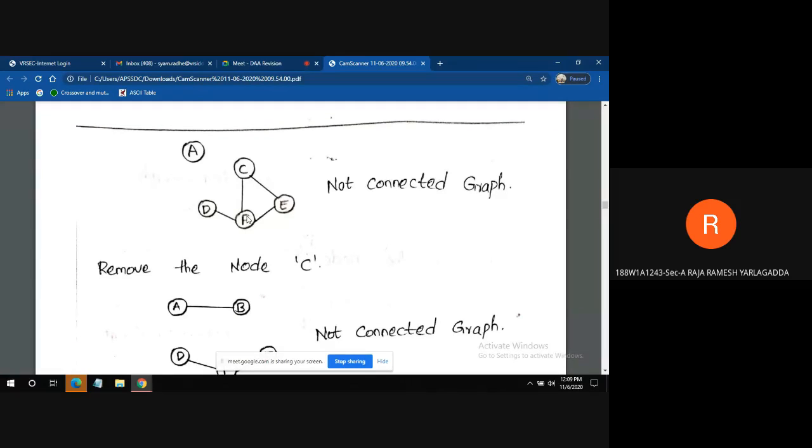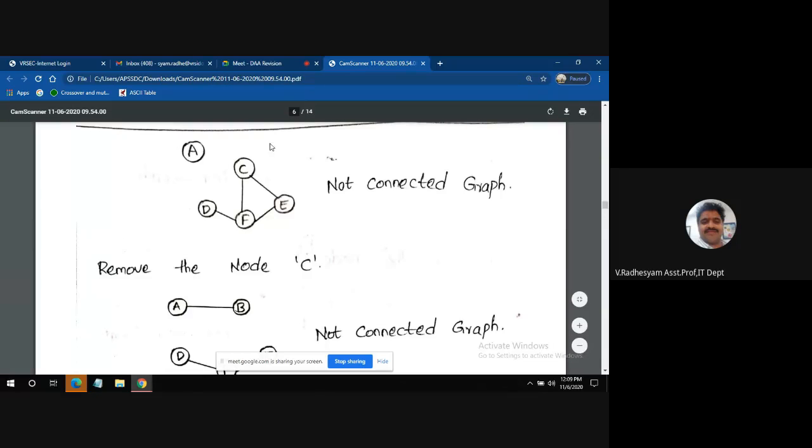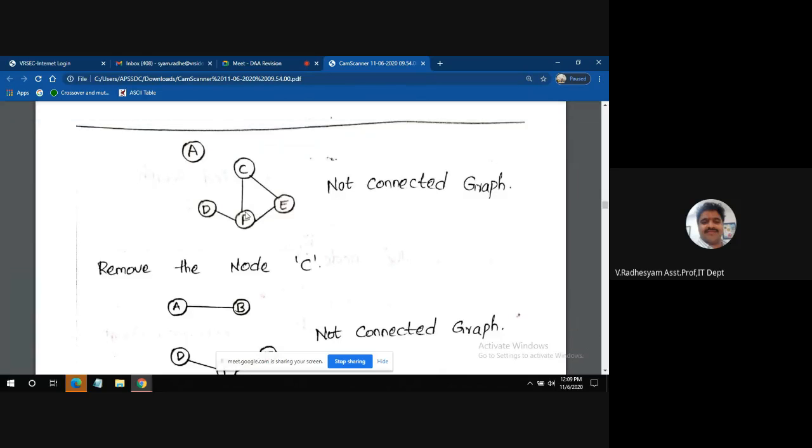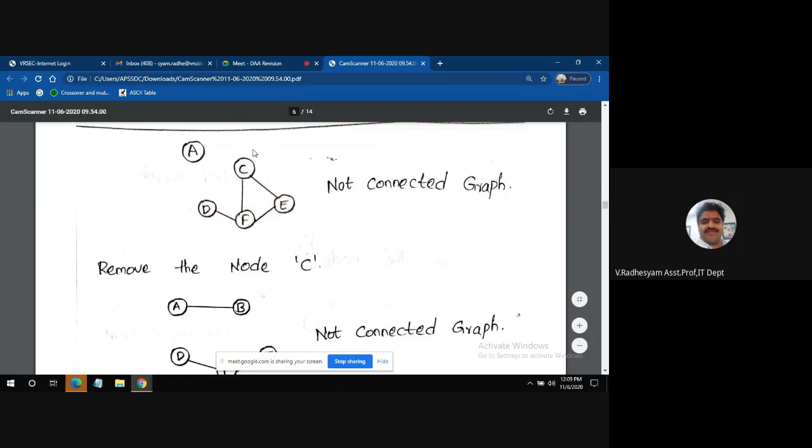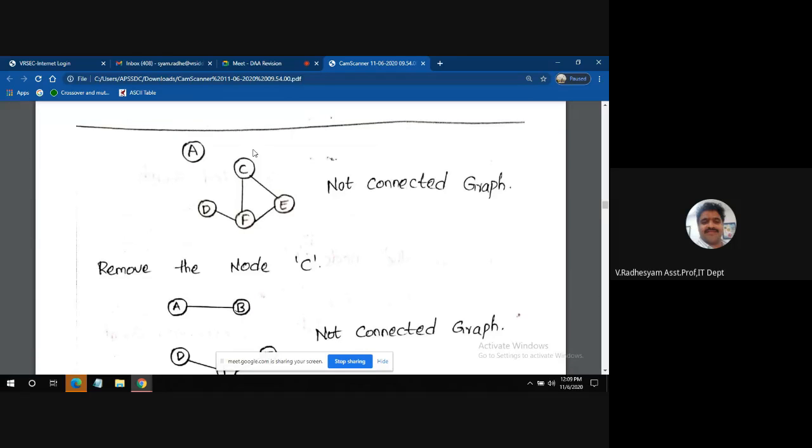Yes, sir. So that B is called an articulation point or a cut vertex. Here two components are formed. This is one component, A is one component. These two are called the bi-connected components. That B is called an articulation point or a cut vertex.